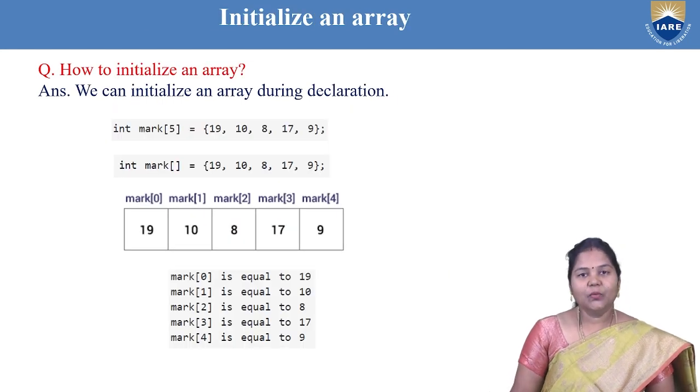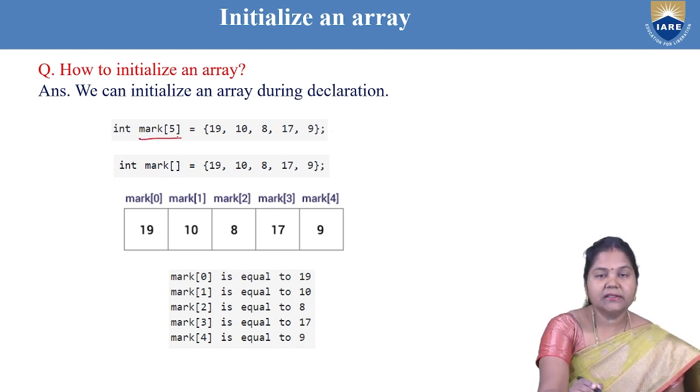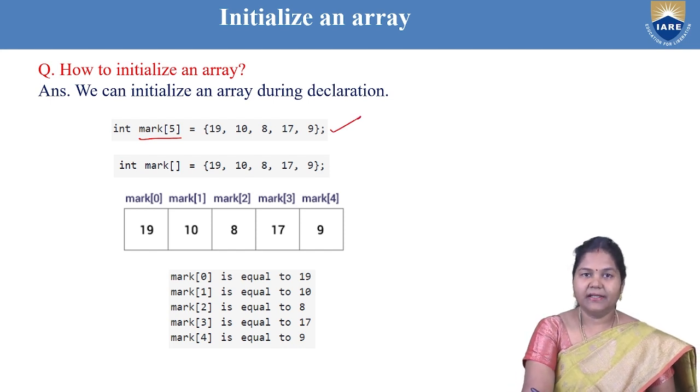Then, next, how to initialize an array? We can initialize an array during declaration itself. Otherwise, using the scanf statement also, we can read the elements from the standard input device. So, let us talk about how to initialize during declaration. Suppose int marks[5] is an array. We are initializing it here with 5 integers.